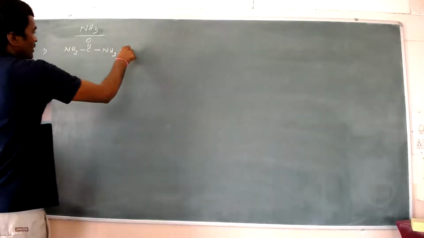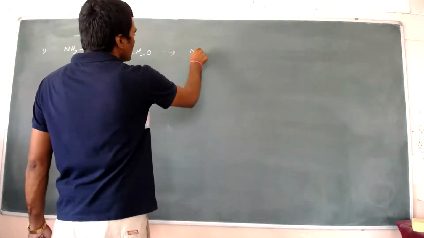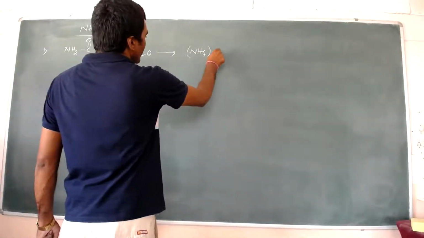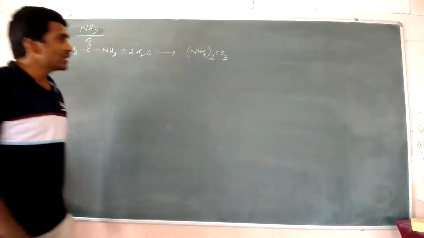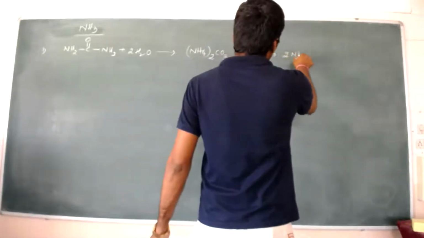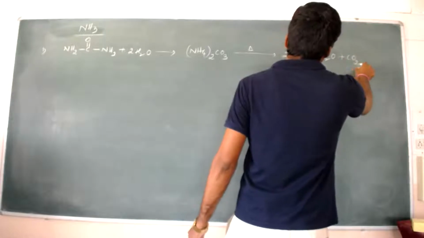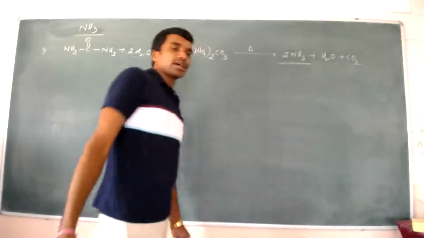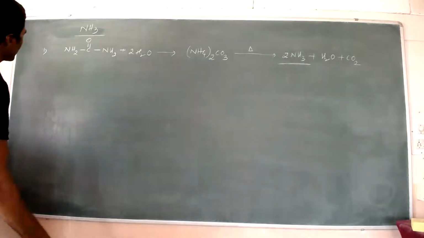Urea reacts with water, forming ammonium carbonate, (NH4)2CO3. This ammonium carbonate further decomposes, forming 2 moles of ammonia plus water plus carbon dioxide gas, which is released. So here ammonia is formed. This is one preparation.